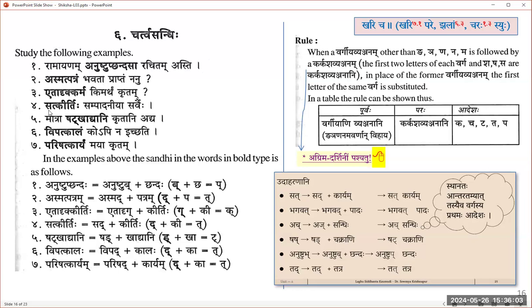Very good observation. Satkirti Sampadana, we already said. Matra Shatkadhyani Kritani Adya. This is Kartari. Oh, actually it's karmani. Sorry. Again, matra is tritiya and Shatkadhyani is the prathama vibhakti bahuvachana. So it is also in karmani. Vipat kalam kopi na ichchati. Kaha api na ichchati. This is kartari. And parishat karyam maya kritam, karmani.